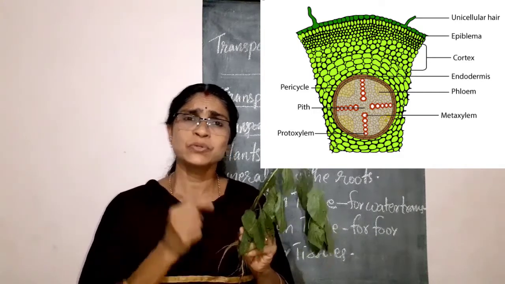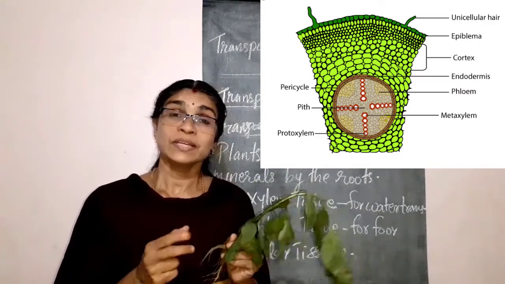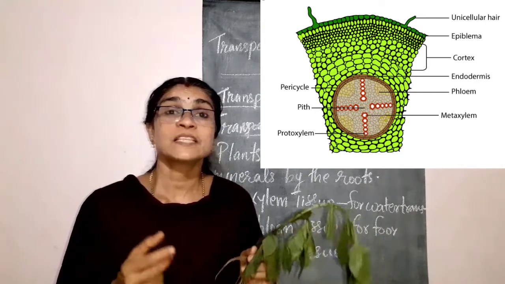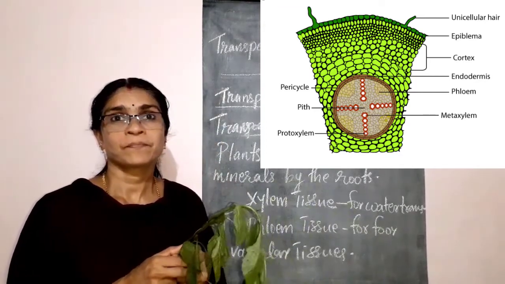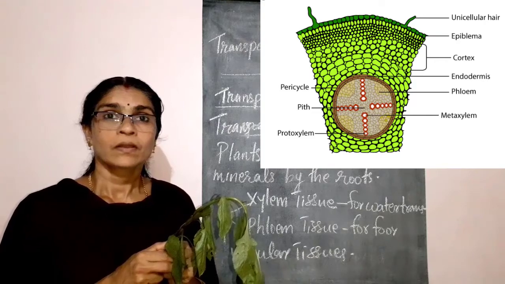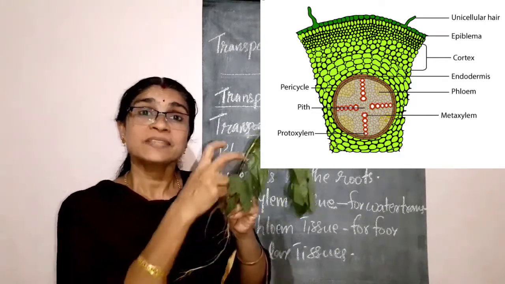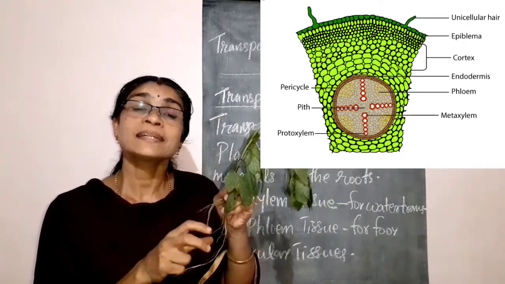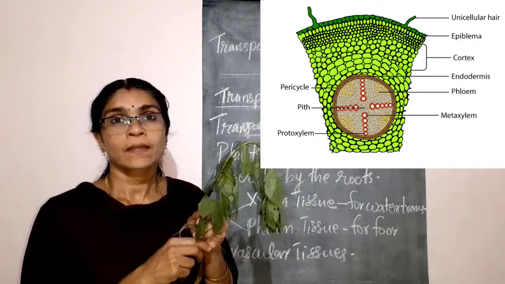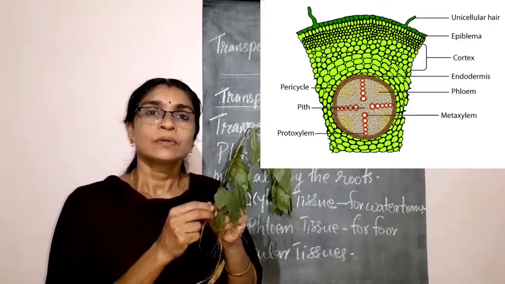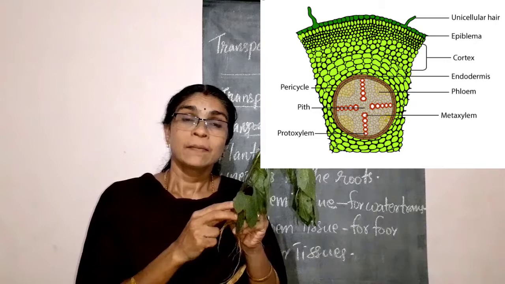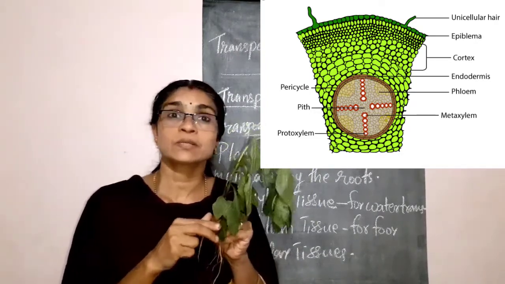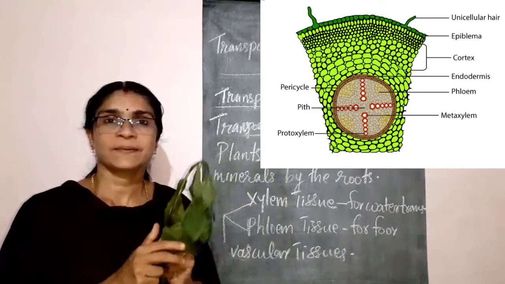Can you say what is a tissue? Tissue is a group of cells which perform a specialized function. Here, a group of cells are working for the transportation of water, minerals and food. These tissues, which are meant for the passage of materials into different parts of the plant body, are called vascular tissues.